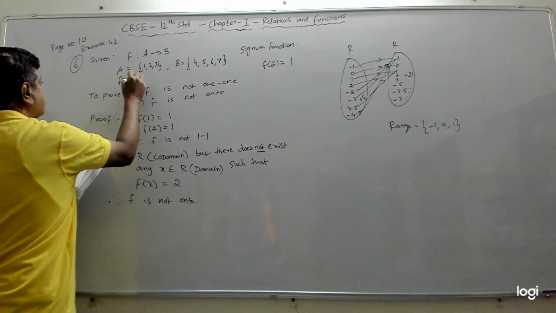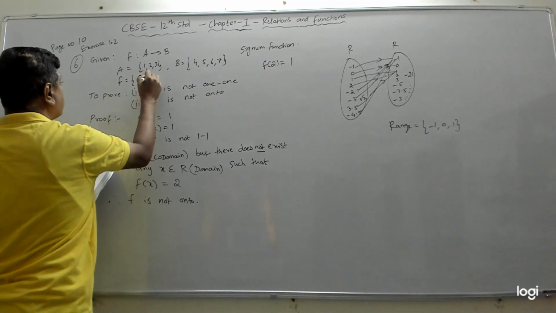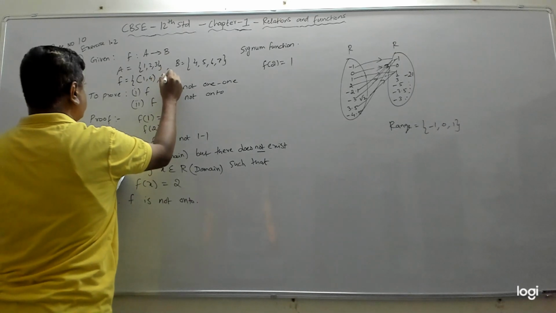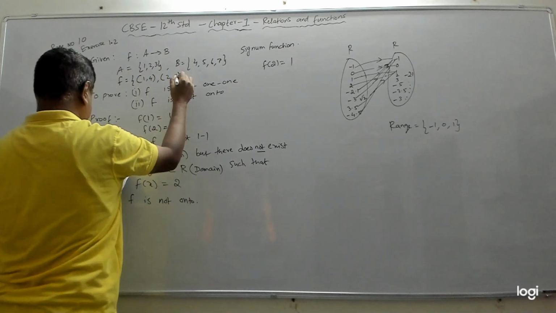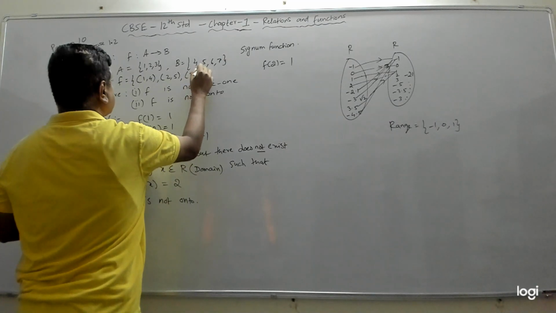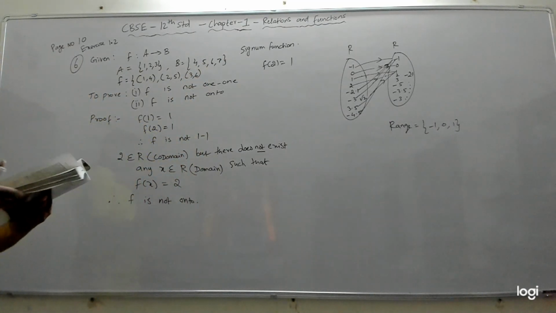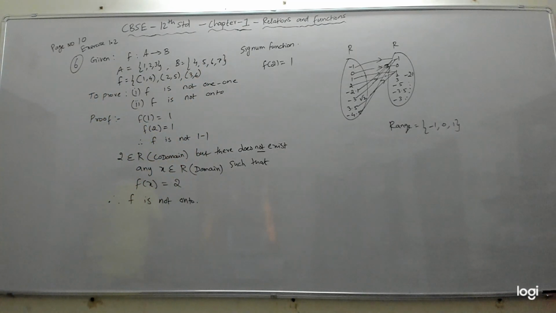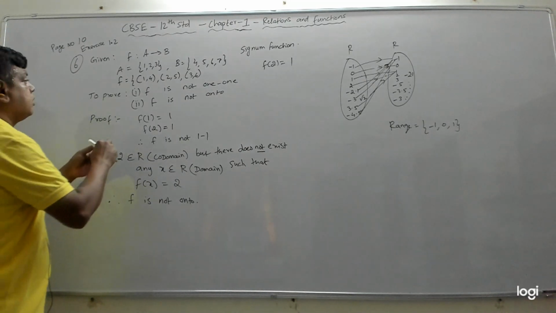f is given as {(1, 4), (2, 5), (3, 6)}. Now what we have to show? We have to show that f is 1 to 1. We will show that f is a 1 to 1 function.